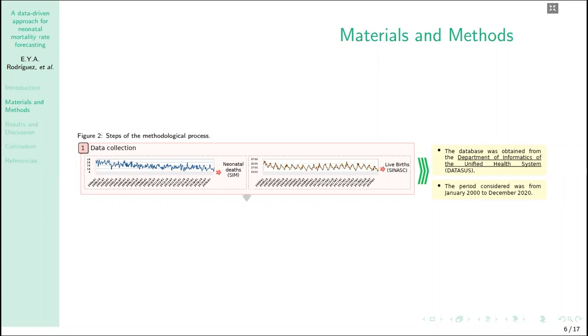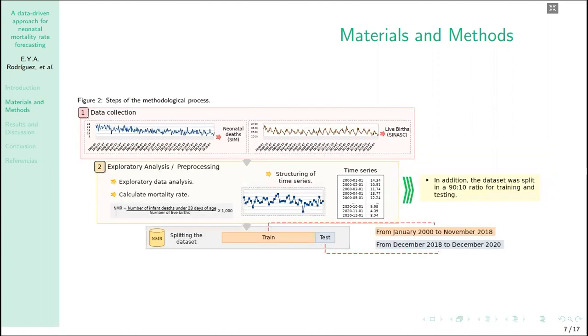The database for this study was obtained from the Department of Informatics of the Unified Health System DataSource, considering the records from January 2000 to December 2020 in the metropolitan region of Paraíba River Valley and North Coast in São Paulo state from Brazil. The collected data were analyzed, the time series was structured, and the monthly neonatal mortality rates were calculated by dividing the number of neonatal deaths by the number of live births per month, expressed per 1,000.